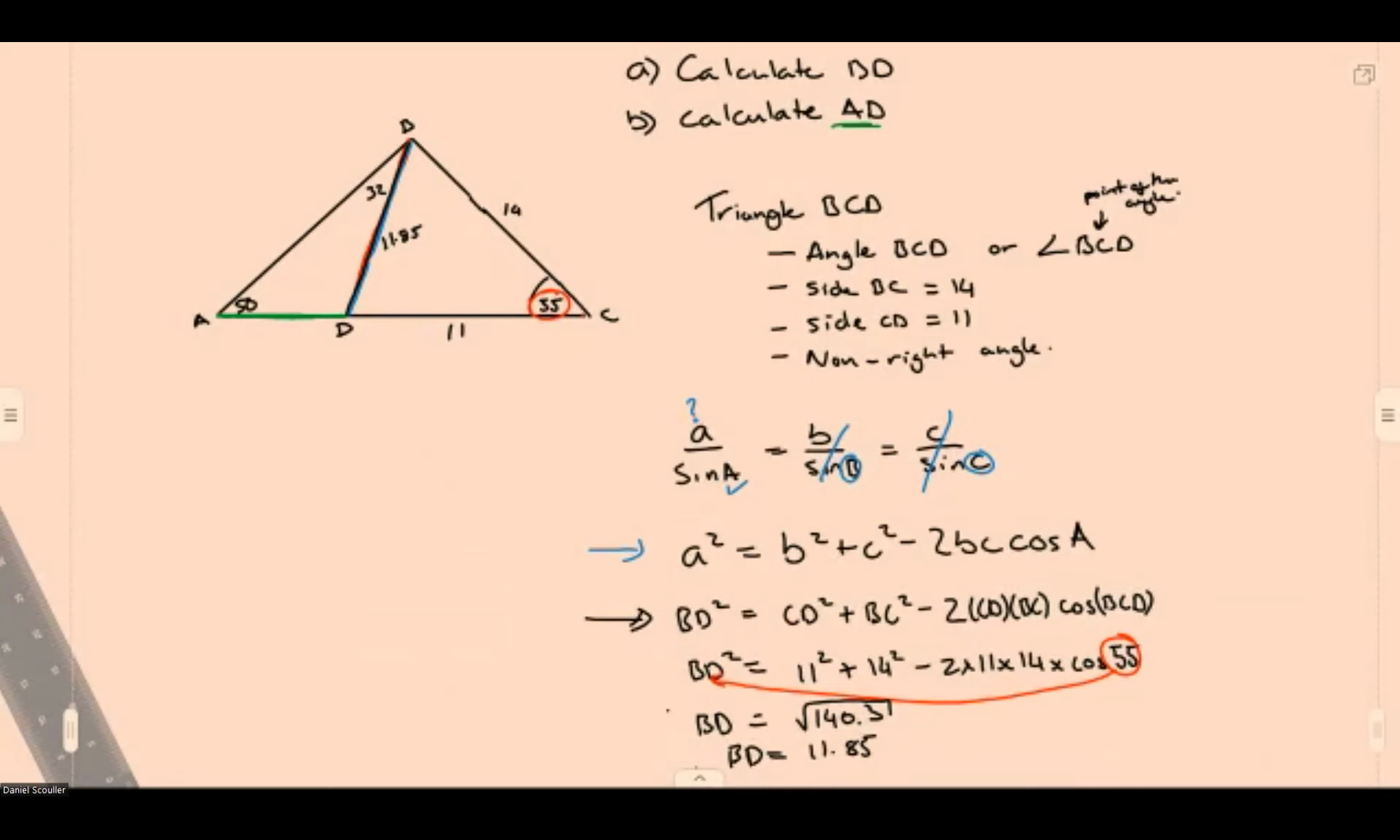Now we're moving on to another triangle, and we need to use one of these rules again, because it's not a right angle triangle. This time, we've got an angle across from the side that we're missing, and also a known angle across from a known side. Just so it's on the same screen, I'm going to do part B over here. So two angles, one side and one missing side, means I can go a over sine A equals b over sine B.